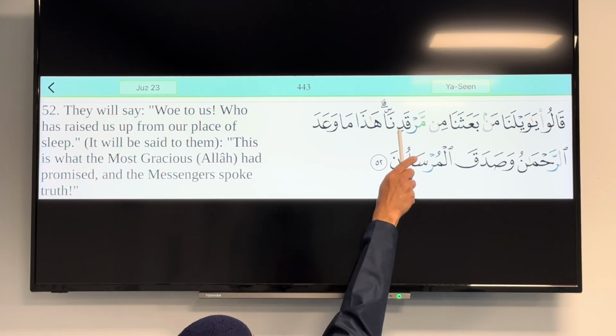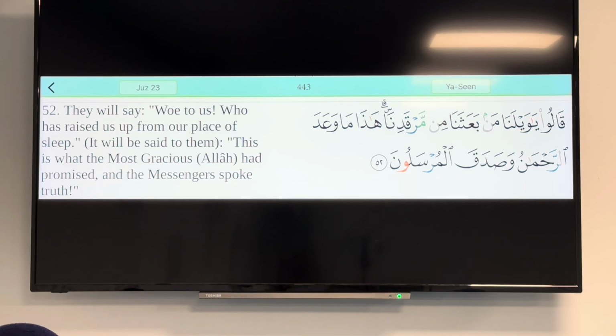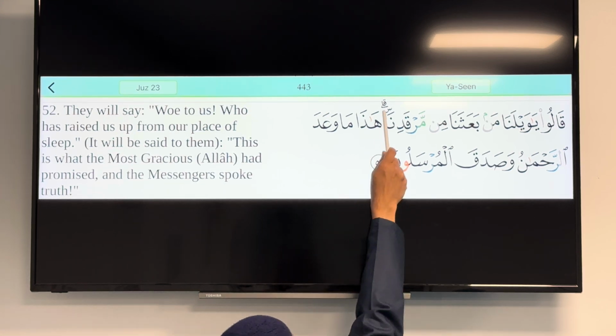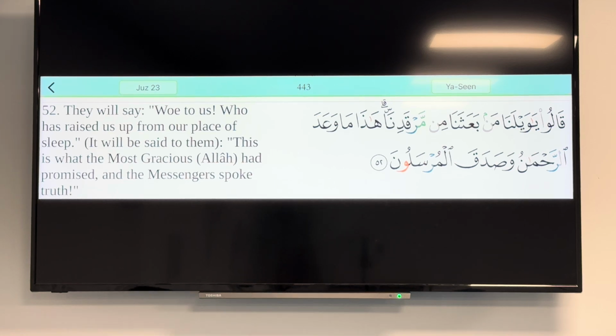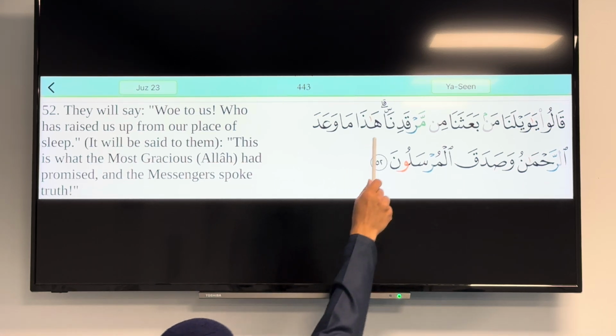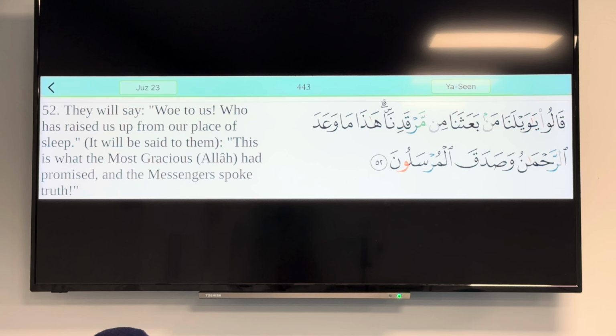So where is our symbol, brothers? On top of the noon. In this case, specifically, we're going to go for this symbol. I know there's another symbol here too, but we're going to give preference to this one.